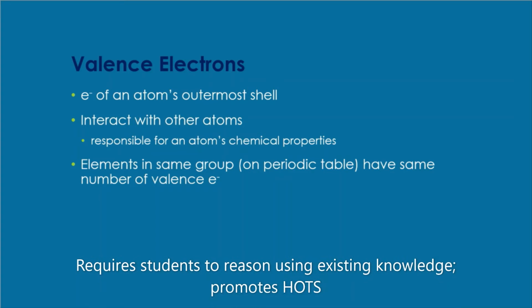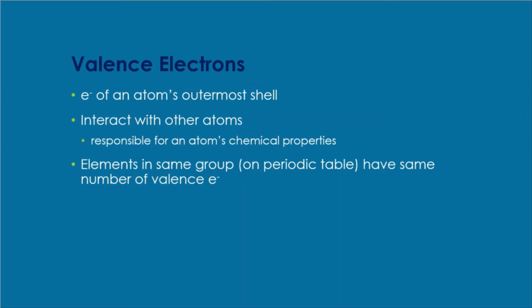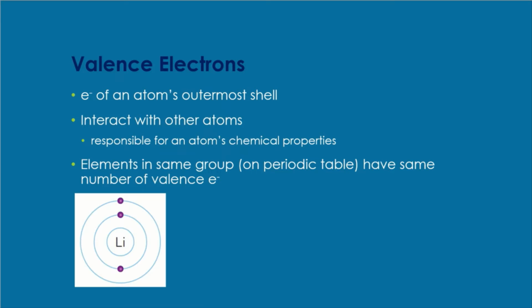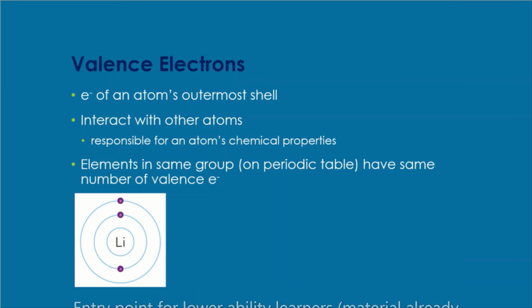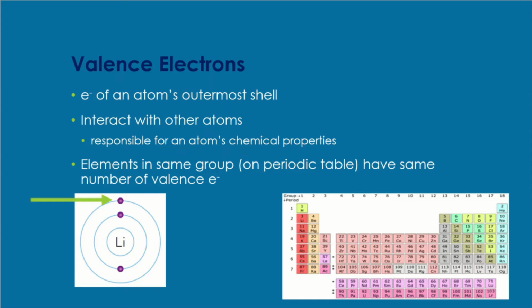Quick challenge question. Does each element in the same group have the same number of shells? Good thinking. They mustn't if they've got more protons, because that must mean they have more electrons too. So this is an example here of lithium. How many valence electrons does it have? Beautiful, just the one, this one here. And our groups are along the top.